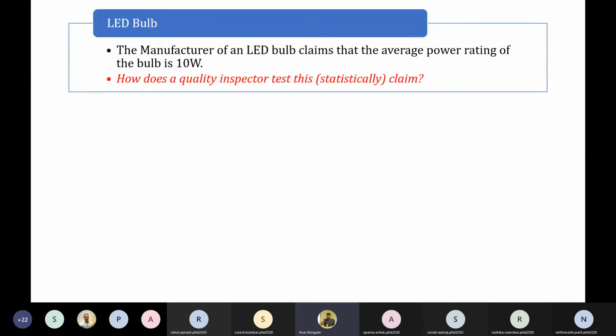If you remember, we discussed a few examples in the previous class, how to frame the alternate hypothesis and null hypothesis for each example we have seen so far, right? The first one is the LED bulb example. The manufacturer claims that the average power rating of the bulb is 10 watts. So now I need to frame two complementary hypotheses for that.